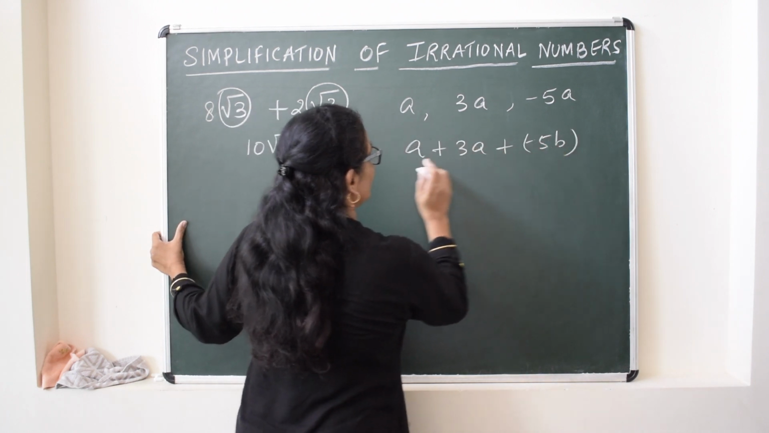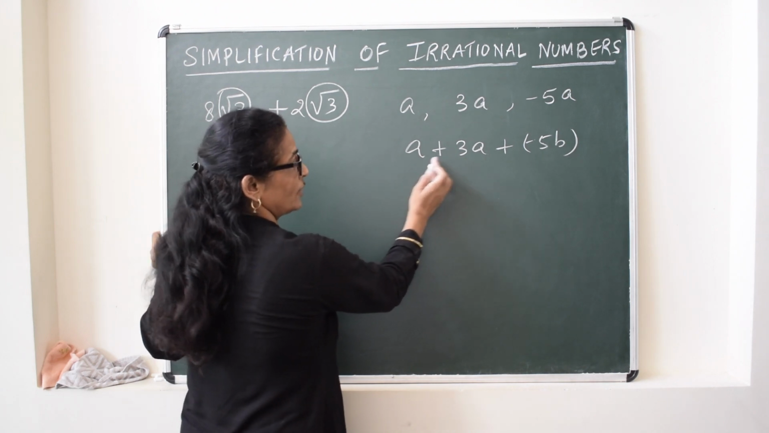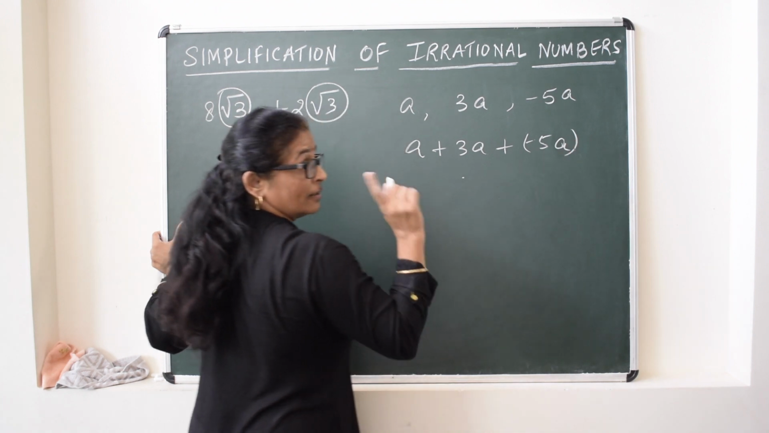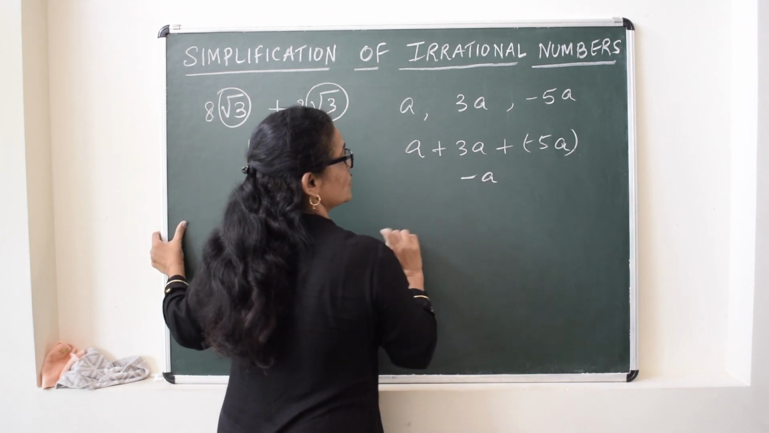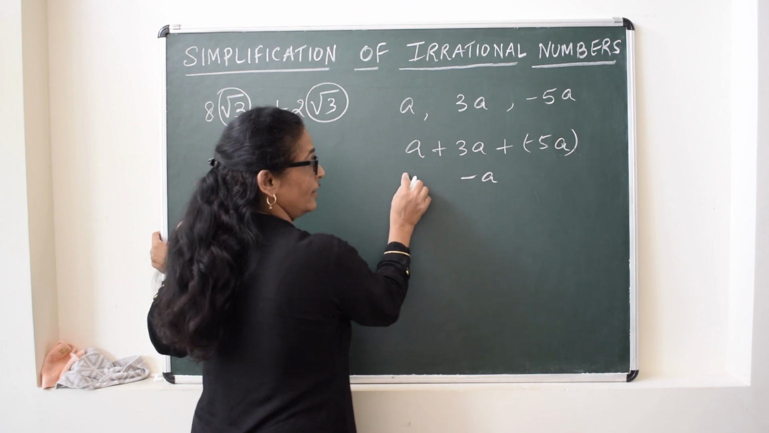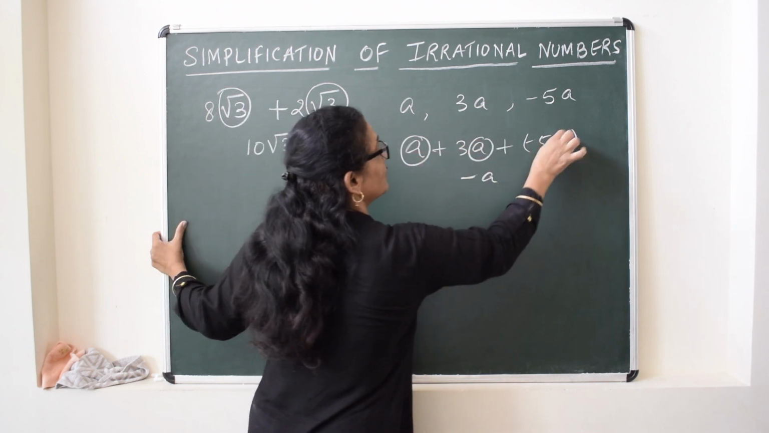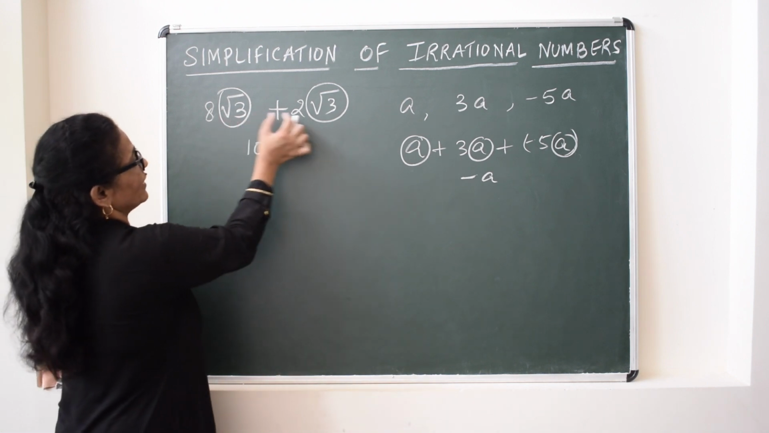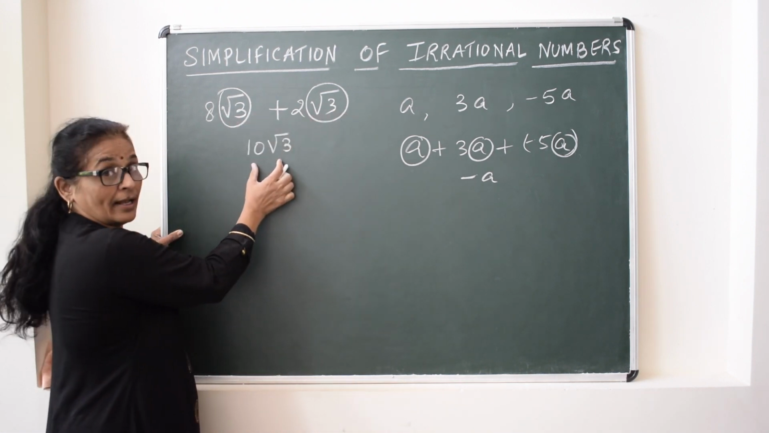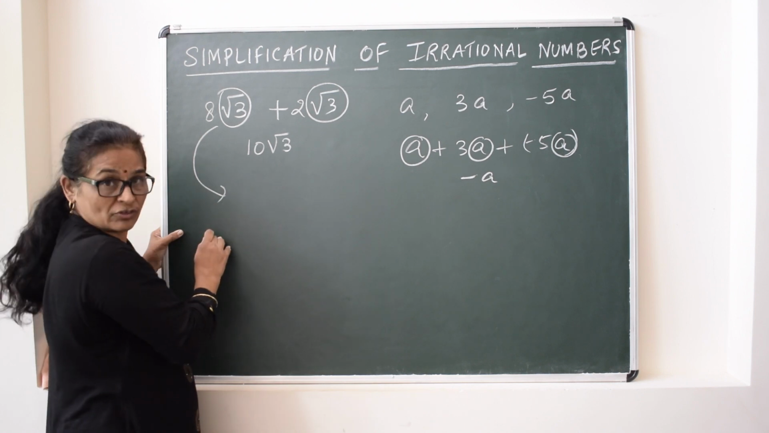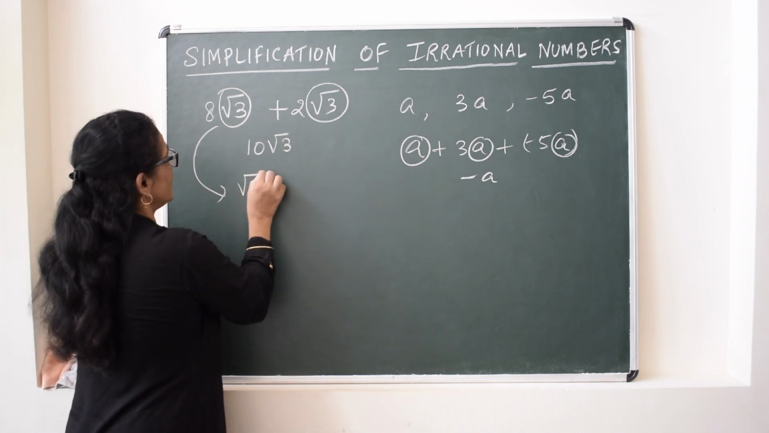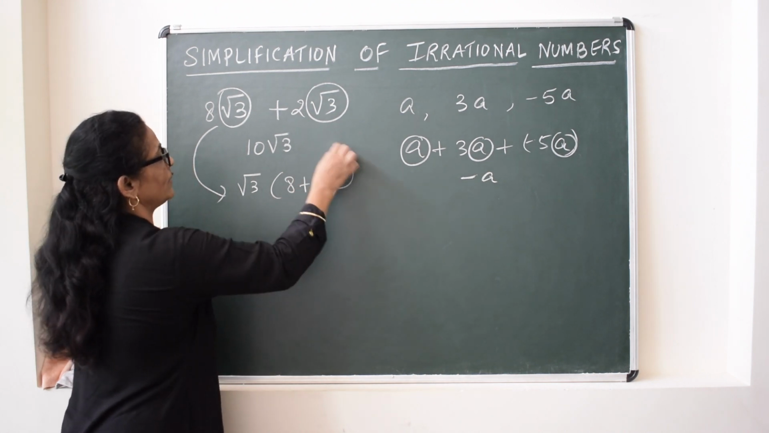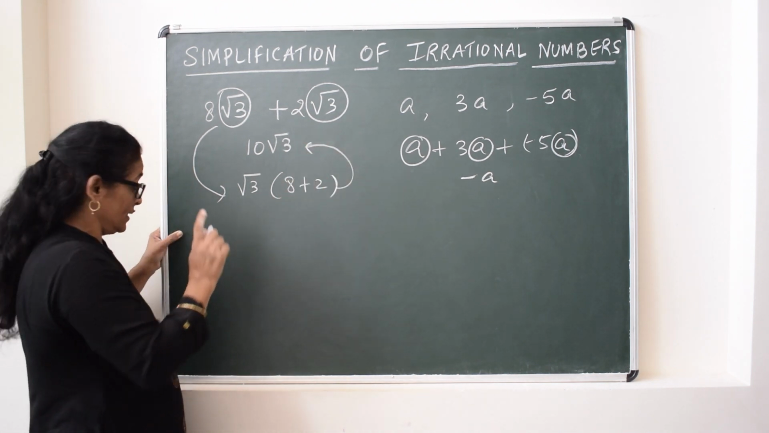this will be 1 plus 3 is 4, and 4 minus 5 is minus 1. So how could we add? Because of this variable part. Similarly here in irrational numbers, if the irrational factor is the same, then we can add directly, or one can use the distributive property. Take root 3 common and like this. So ultimately it will be 10 root 3.